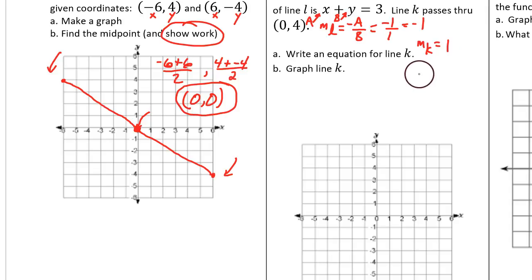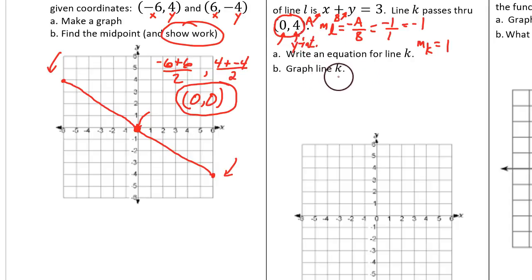The other thing we're given on line K is the point 0, 4. 0, 4 is a special point because the first number is 0. This point is on the y-axis. This is called the y-intercept point. The number 4 is the y-intercept.